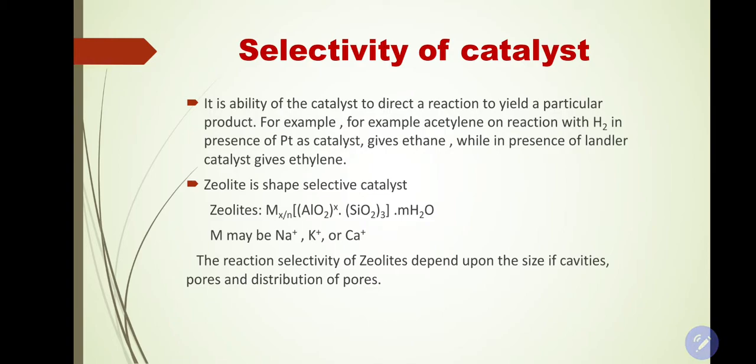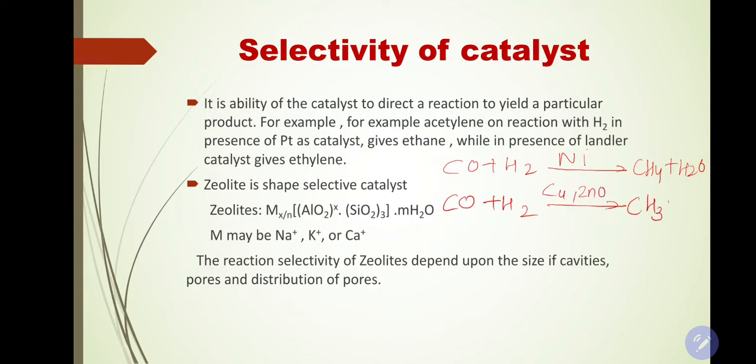Selectivity of a catalyst is the ability of the catalyst to direct a reaction to yield a particular product. Some catalysts will yield particular products. For example, take carbon monoxide plus hydrogen. If you use nickel as the catalyst, it will do the reduction and you will get CH4 plus H2O. Now if the same reaction, CO plus H2, is performed in the presence of copper and zinc oxide, you will get an alcohol as your product.